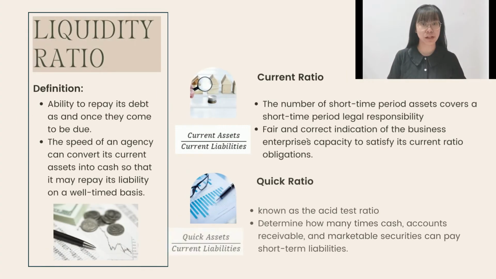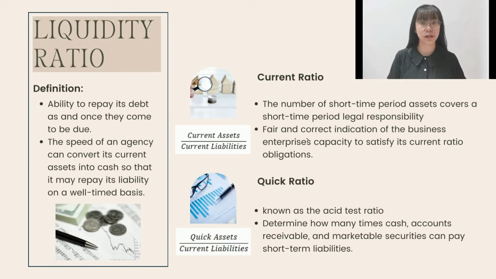Now I would like to explain the definition of liquidity ratio. Liquidity ratio is the ability to repay its debt as they come due. There are two ratios in this category, which are current ratio and quick ratio. Current ratio is the calculation of how well short time period assets cover short time period legal responsibilities. Another ratio is quick ratio.